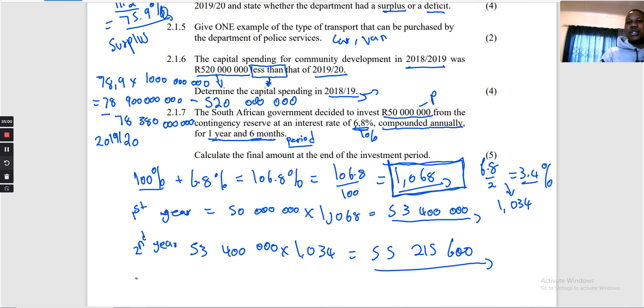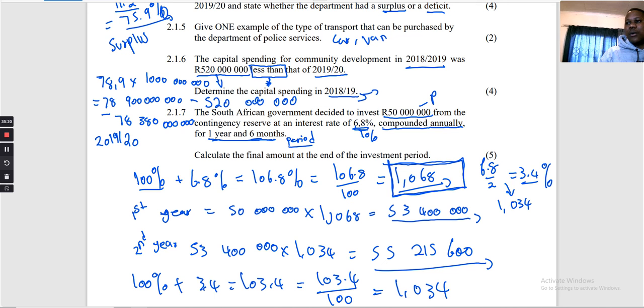So let me show you how I got that 1.034. It's 100% plus 3.4%, which equals 103.4. Then we say 103.4 divided by 100, and that is going to be 1.034. That's how we calculated that one. Okay, then let's continue.